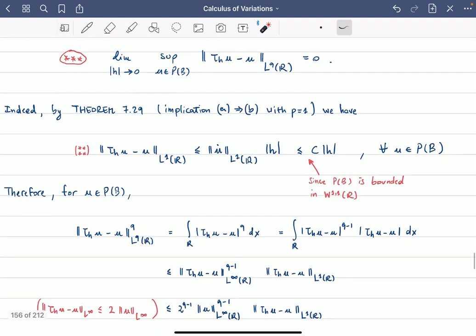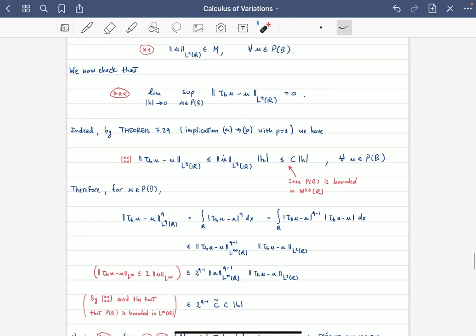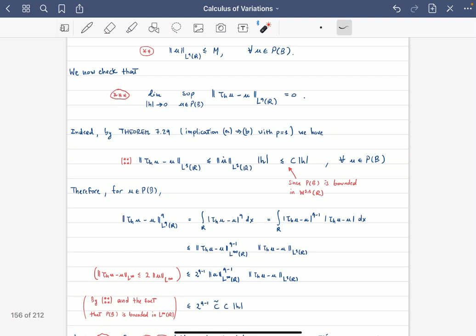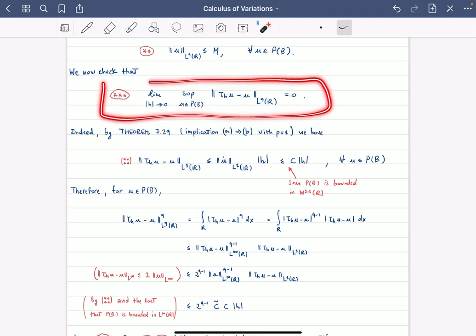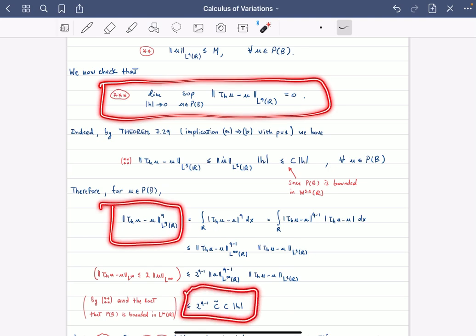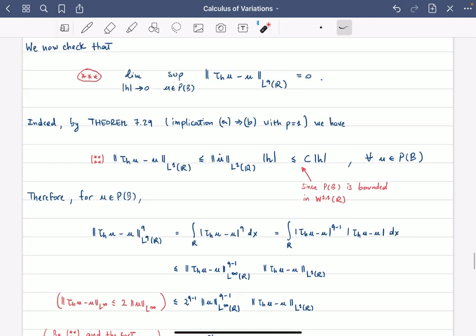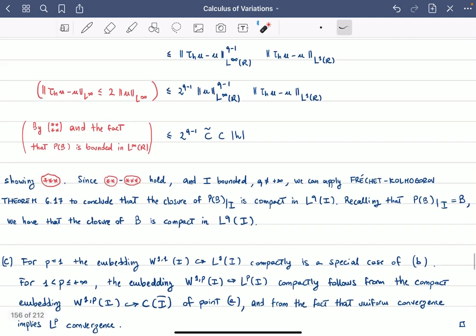Triple star was this one, and we just proved that this guy can be bounded uniformly in h, uniformly with respect to u. So if we take the supremum over u, the supremum will be less or equal than this term here, and this clearly goes to 0 as h goes to 0. And so 3 is established.